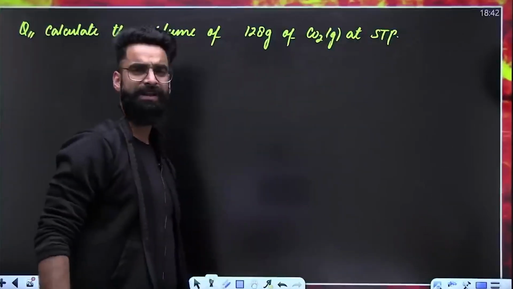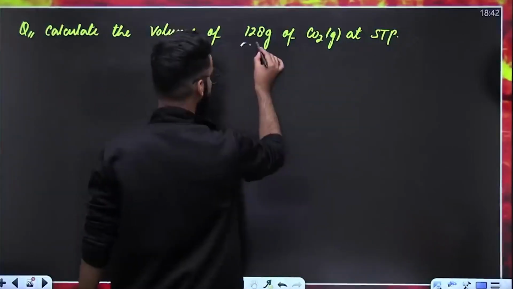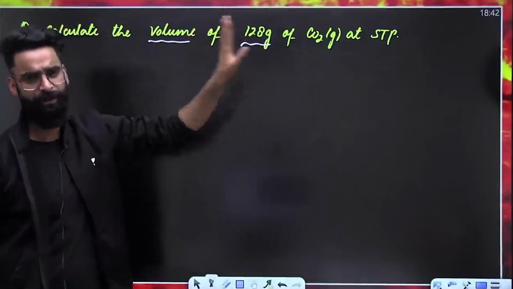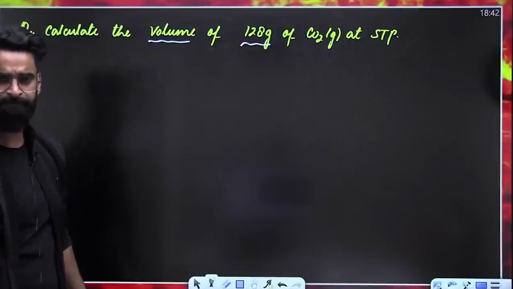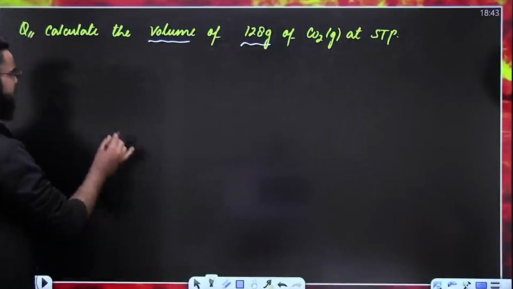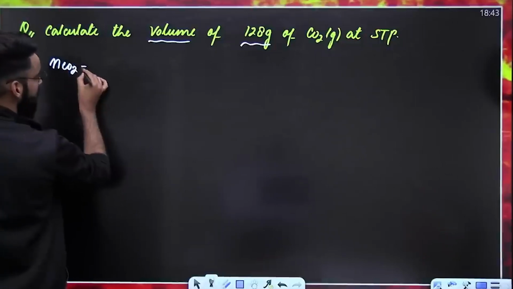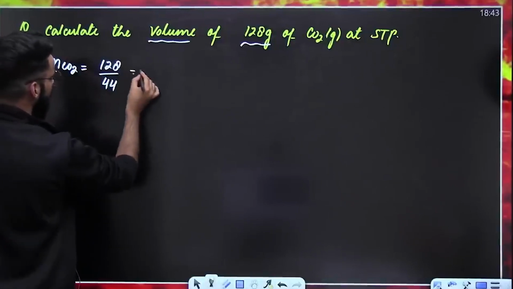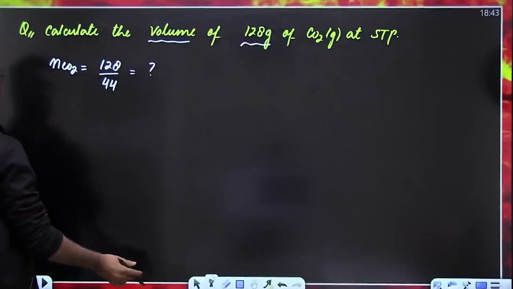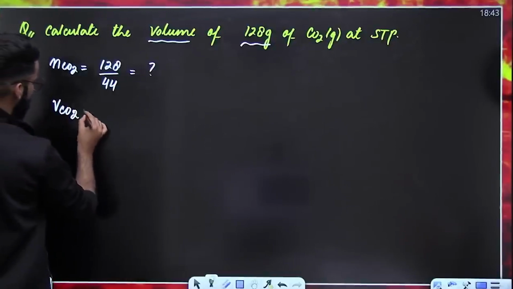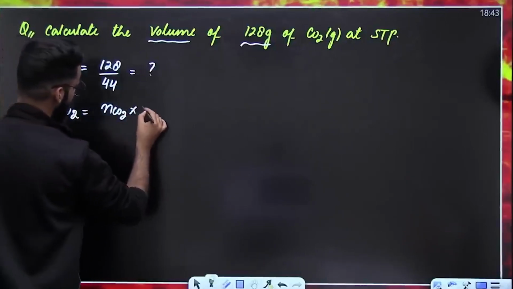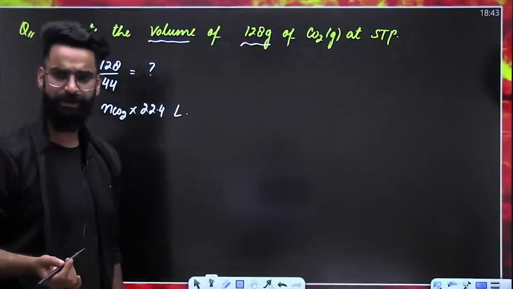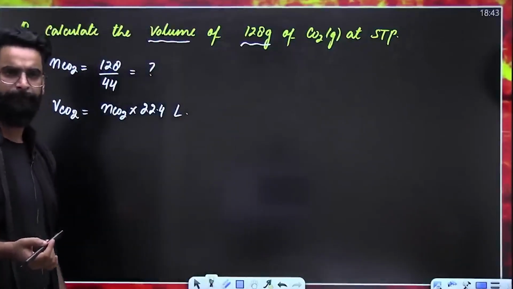Volume of 128 grams of carbon dioxide. So we are given what? We are given mass and we have to calculate volume. So convert mass into moles first, then convert moles into volume. You can do this. First step: number of moles of carbon dioxide will be equal to the given mass of carbon dioxide in grams divided by the molar mass of carbon dioxide. What do we get? We get moles of carbon dioxide. Once you get the moles, volume of carbon dioxide will be moles of carbon dioxide multiplied by 22.4. The answer is going to be in liters. That's all, right? Correct?